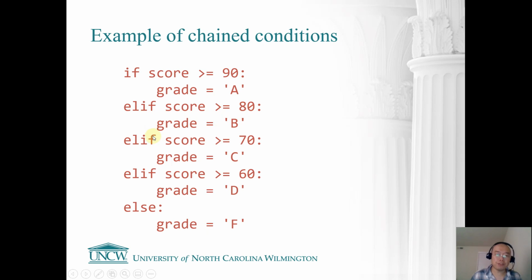And then we move further, and we check if the score is greater or equal to 70. We check if the score is greater or equal to 60. And eventually, if you get something even lower than 60, you are going to get an F. So personally, I like this version a little bit better because we don't need to deal with the annoying indentations.